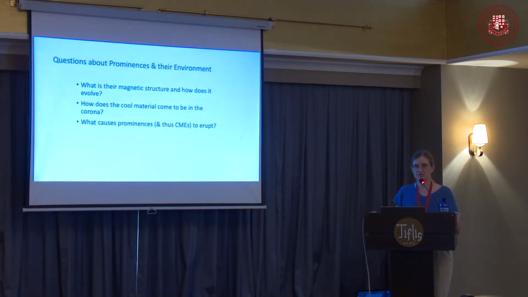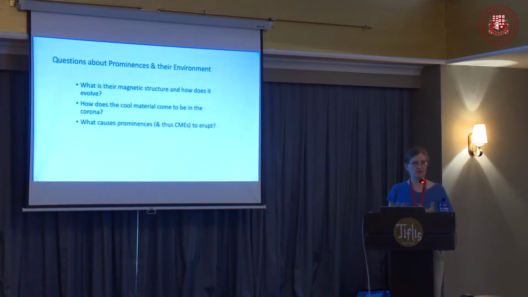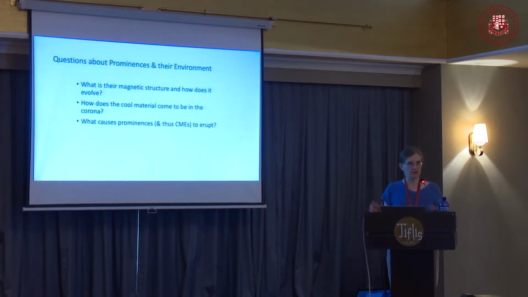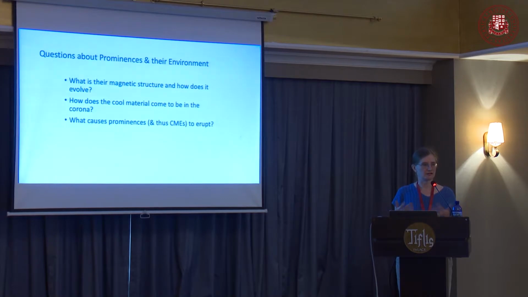Okay, so some basic questions about prominences that we need to understand. And all these three questions relate to other areas of solar physics. And so they're really tied in with things we need to know about the sun in general. One question is, we need to understand their magnetic structure and how that evolves, both on the level of the prominence itself, but also in a global way connected to the global solar magnetic field.